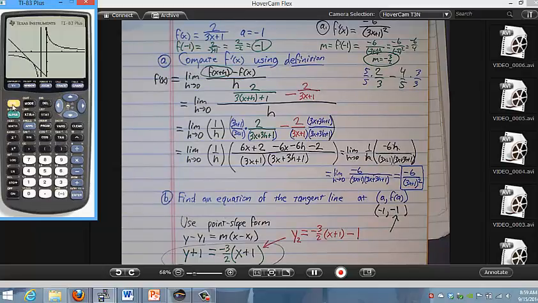Does that graph hit at the right place? Well, I can find out. And here's one nice way. You know, you could hit trace and you could start tracing the curve. But if you hit second trace, that's the calculate menu. And you can compute different values, but you can also find where curves intersect. That's kind of a nice feature. First curve, y equals 2 over 3x plus 1. Enter. Second curve, the line. Enter. Do I have a guess?